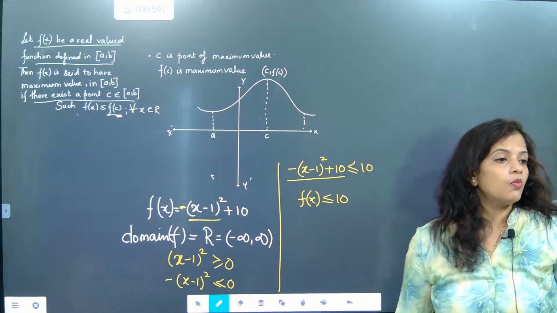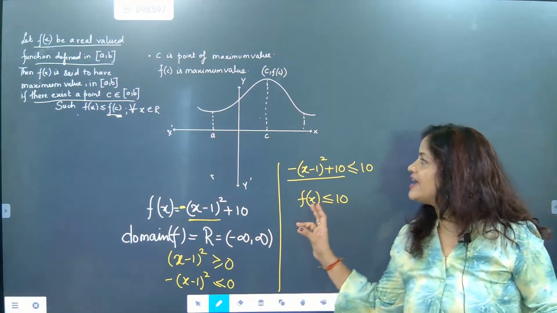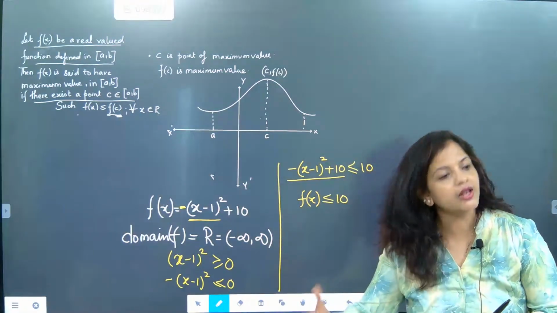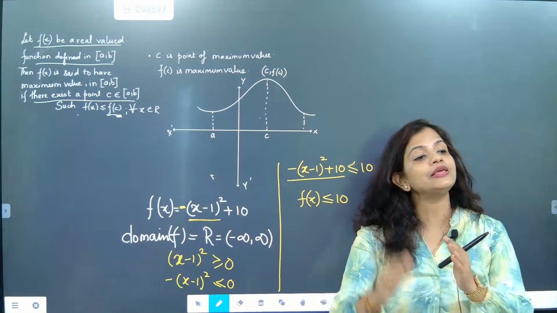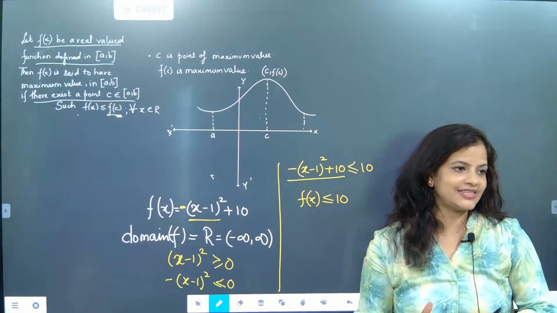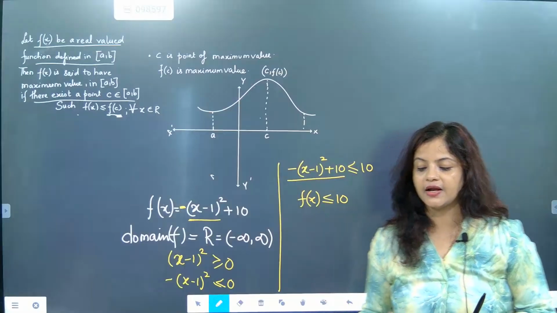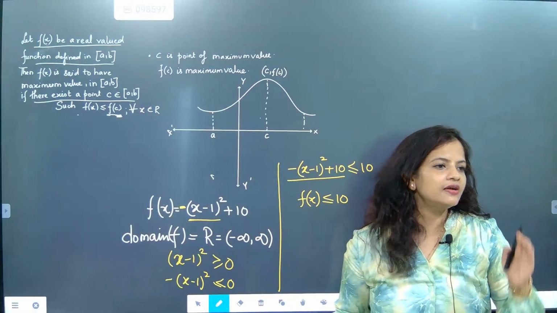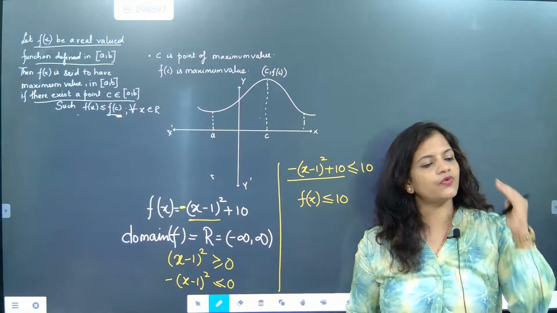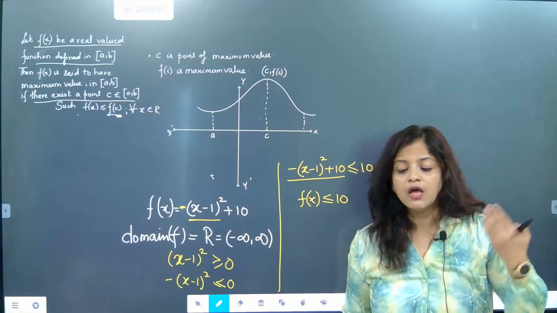Now look here, beta. Whatever value of x you are going to put here, the value will either be equal to 10 or less than 10. So maximum, what value is it going to attain? Maximum it is going to attain 10. Got it? So this is one of the most important points to remember.